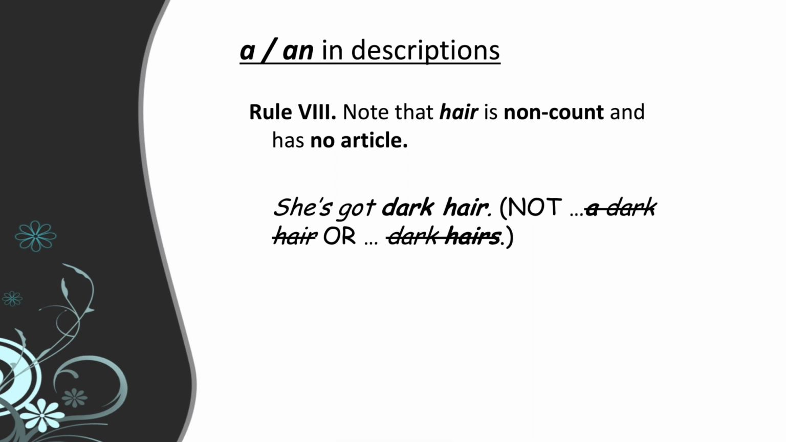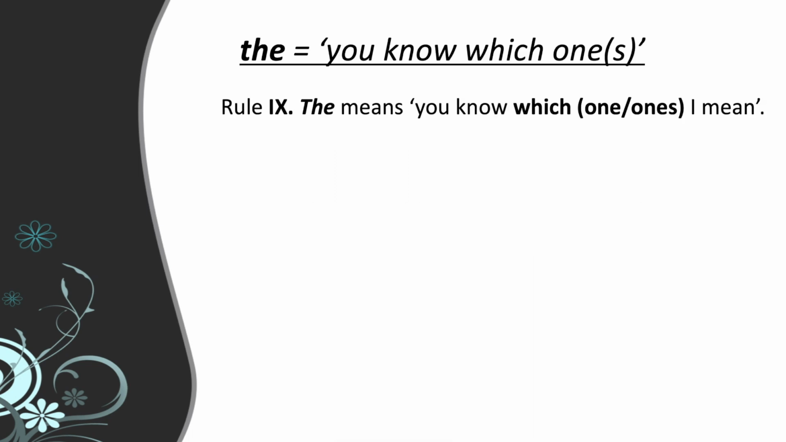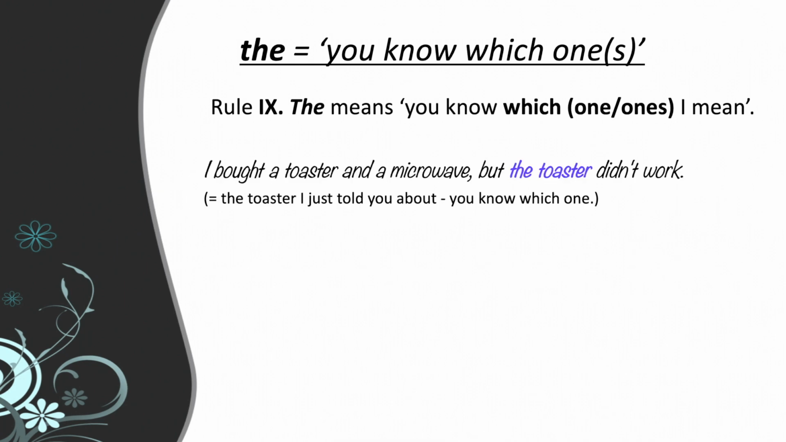Now we're going to think about the with rule number 9. When we use the, you know which one we're talking about. For example, "I bought a toaster and a microwave, but the toaster didn't work." The first time I mentioned toaster, I used a toaster. Now you know which toaster I'm talking about. It's the one I just bought. So when I say it again, I can say the toaster.